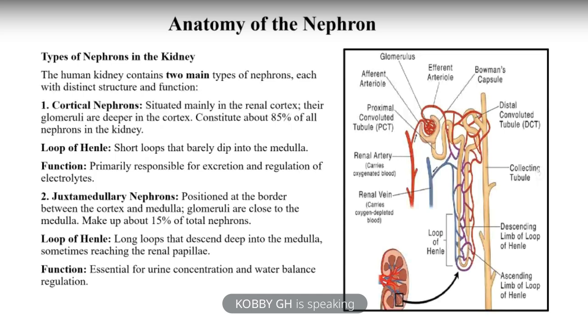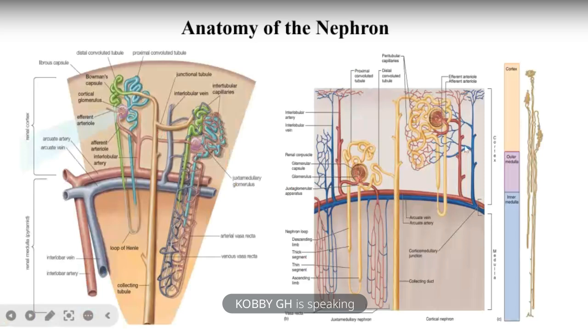So let's look at the diagram. This is a typical example of a cortical nephron. In this diagram, from this portion to this upper part is showing the cortex of the kidney, or the cortical area. And you can see clearly that this is the renal corpuscle of a cortical nephron.